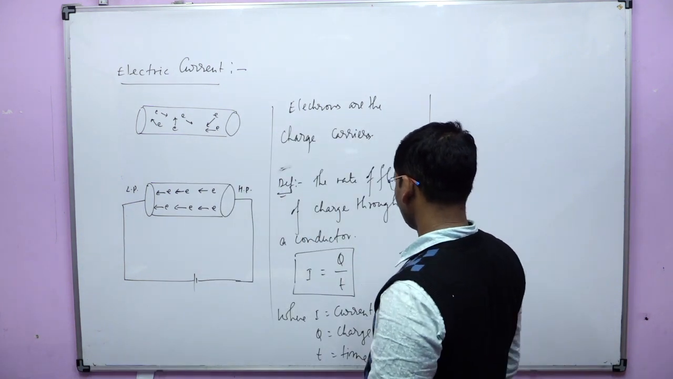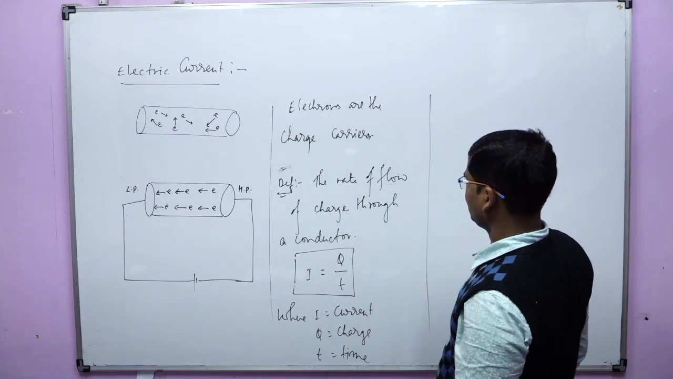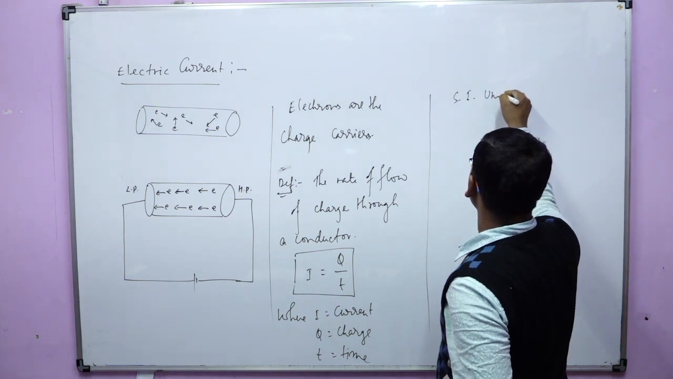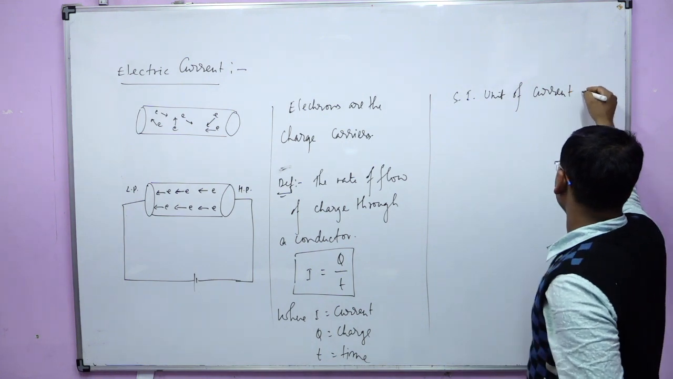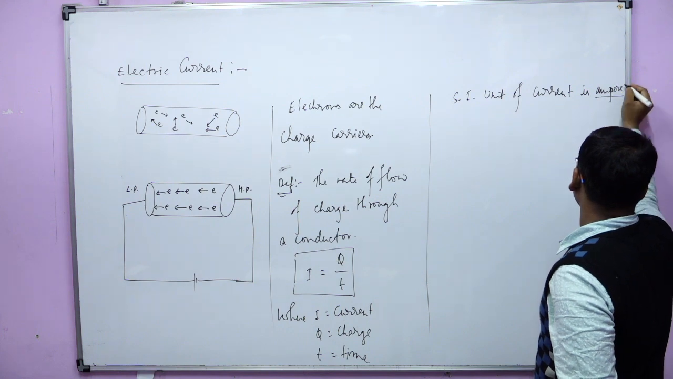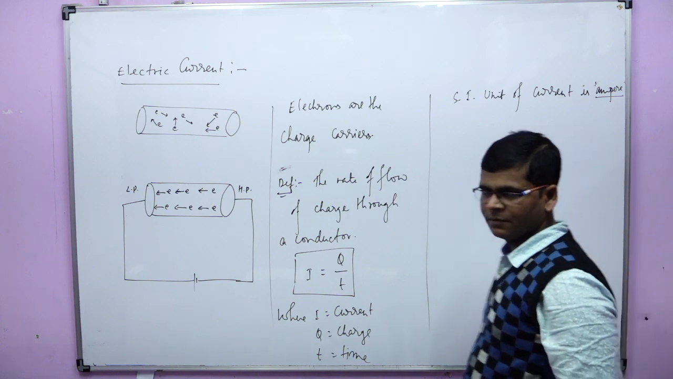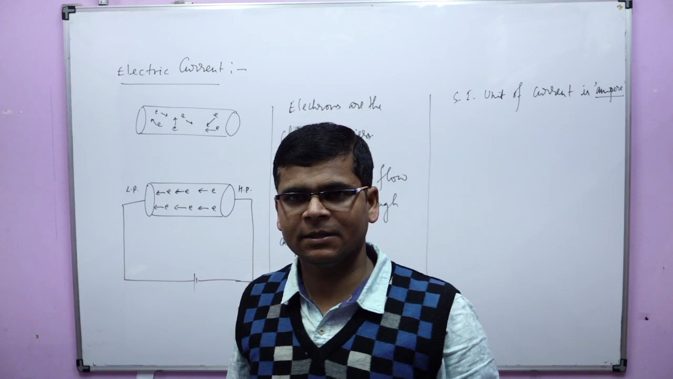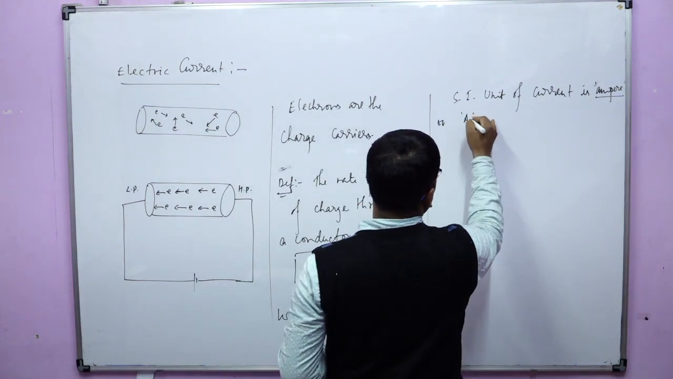Now, what could be the SI unit for current? The SI unit of current is ampere. Since it is named after a scientist, if we write it in full, ampere, then we have to start with a small letter a, or else you can write capital A.